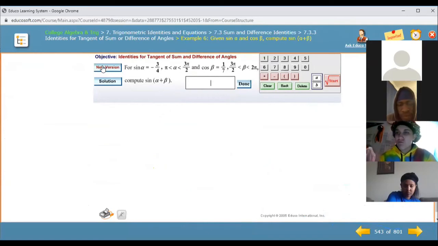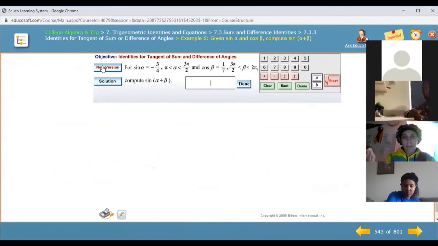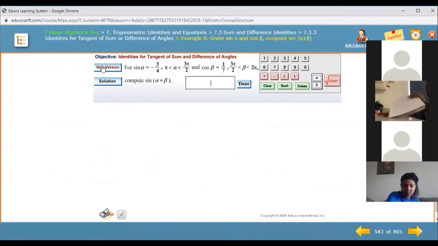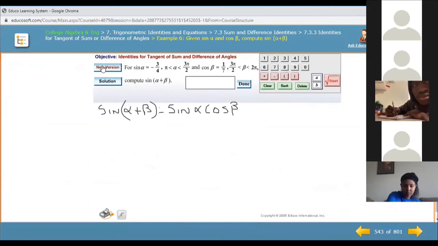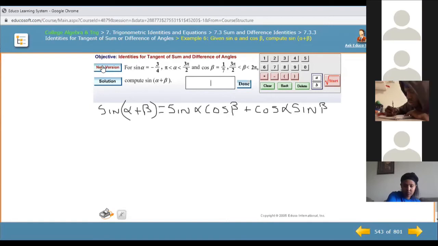All right, now, first thing, you can write the formula. What we are trying to calculate is, again, sine of alpha plus beta. According to the formula, that is sine alpha cosine beta plus cosine alpha sine beta. All right, now let's identify what all things are given.